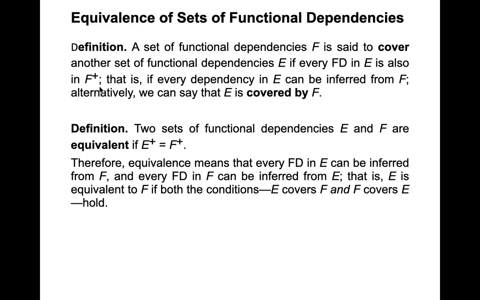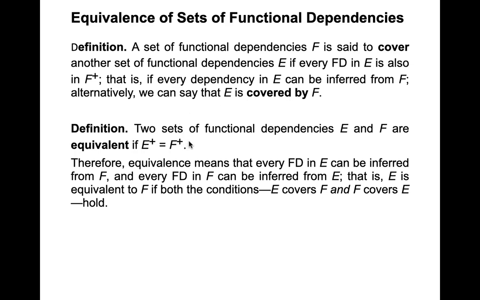Taking the closure of F means all the possible dependencies that can be inferred from F. If that F closure contains the dependencies that are in E, that is, if every dependency in E can be inferred from F, we say E is covered by F. That is, if F plus, the closure of F, contains all the dependencies already there in E, we say that E is being covered by F. So, you need to understand what we mean by cover.